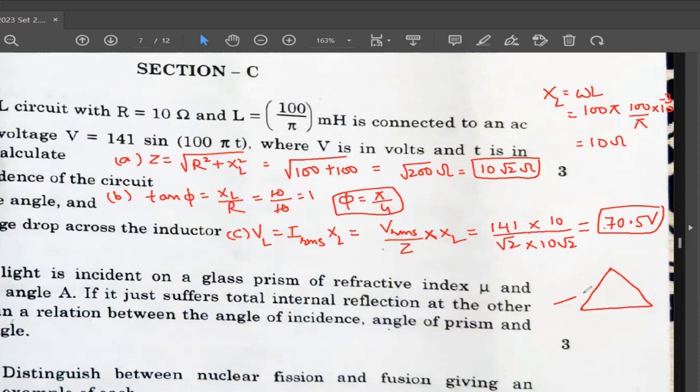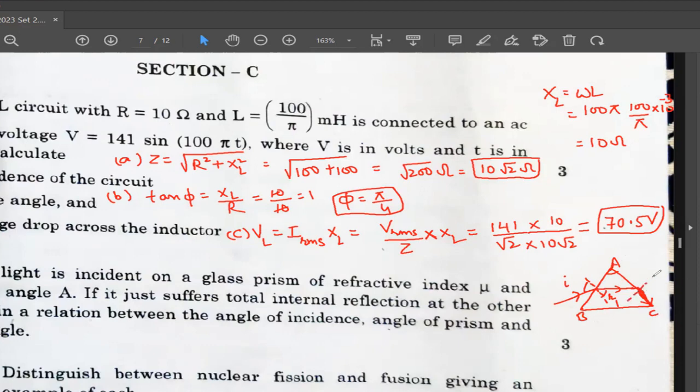So this is the incident light. Let us draw the normal over here. This gets refracted, and on the other face, it is grazing over the surface AC. Okay, and angle A is the refracting angle. This is the figure. Now here we know that this is the angle of incidence. This is the angle of refraction, let us write it by R1.